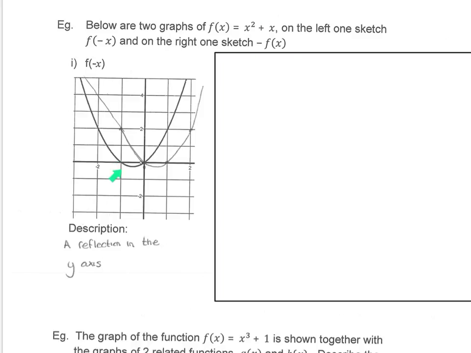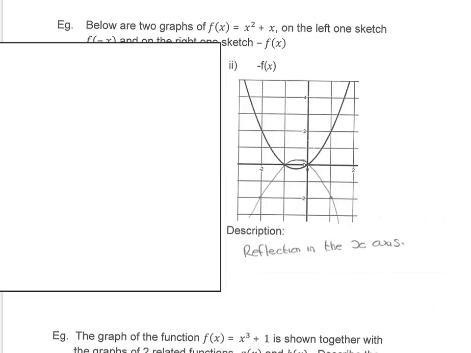So if we just pick a few points, for example, this point at 0, minus 1, we'll move across to 0, 1. It is 1 unit away from the mirror line, the y-axis, so we need to reflect it 1 unit on the other side. Pick another few points of the curve and do the same, and then sketch in the general shape.